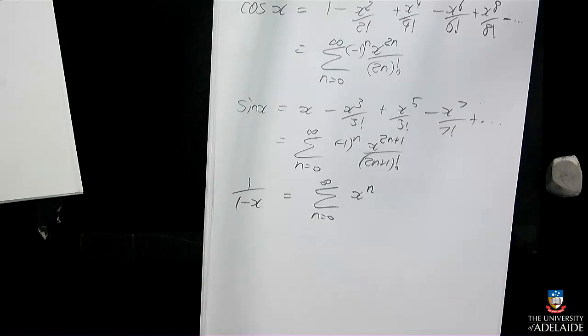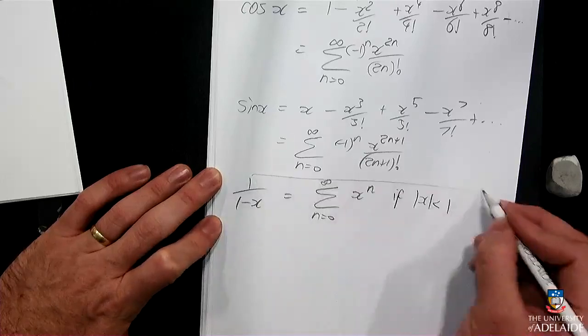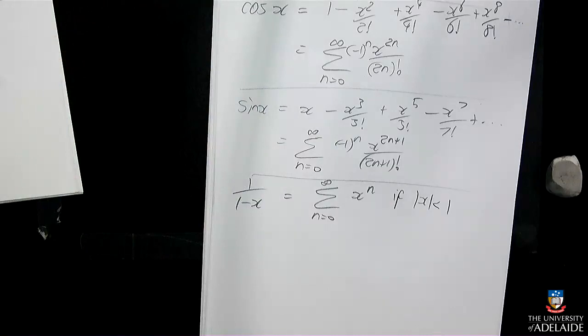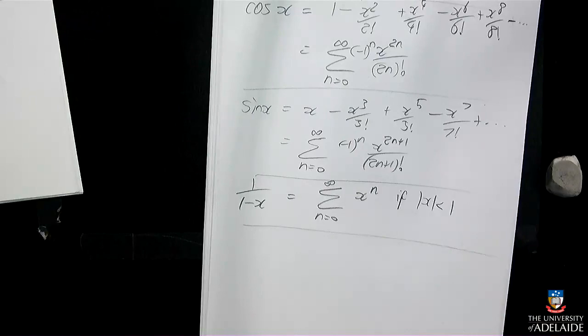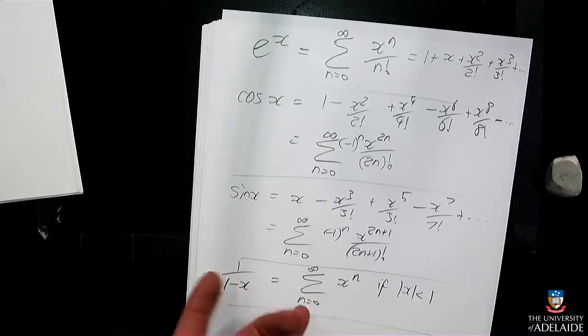Like that. 1 over 1 minus x is that, but it only works if the absolute value of x is less than 1. The e to the x, cos x, and sin x, they always work no matter what. But these ones, only if x is less than 1. And they're the classics. They're our classic Taylor series that you're supposed to know the answers to. This one, you know better as the geometric series, you know it the other way around.